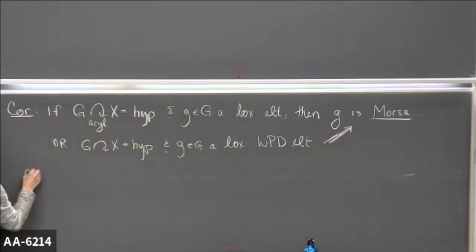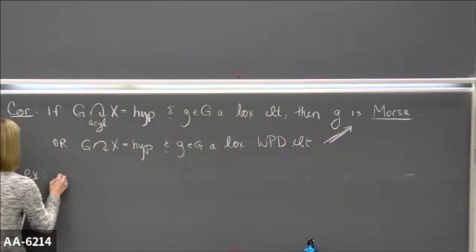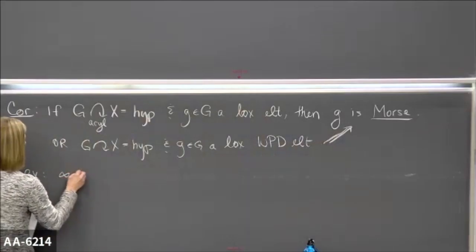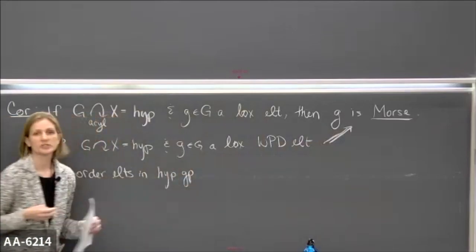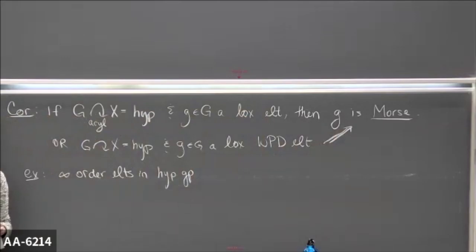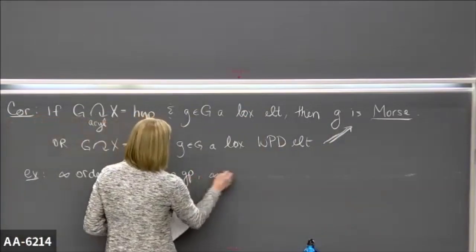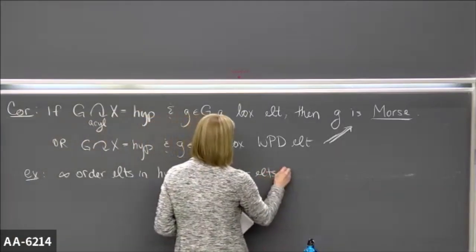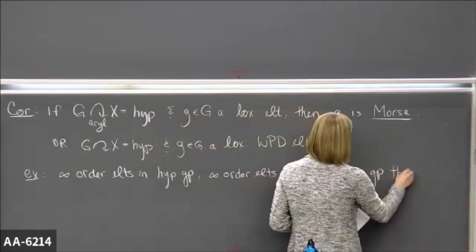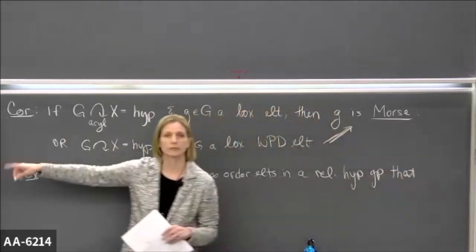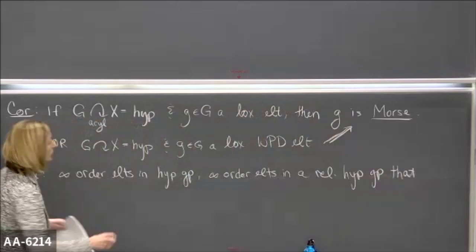So just some examples of Morse elements that you get for this. Any infinite order element in a hyperbolic group is going to be Morse. There, the action on the Cayley graph itself is acylindrical, and all infinite order elements are loxodromic isometries in that action. So this says that they're all Morse. Infinite order elements in a relatively hyperbolic group that are not conjugate into the peripheral subgroup, so not conjugate into H, will be Morse.